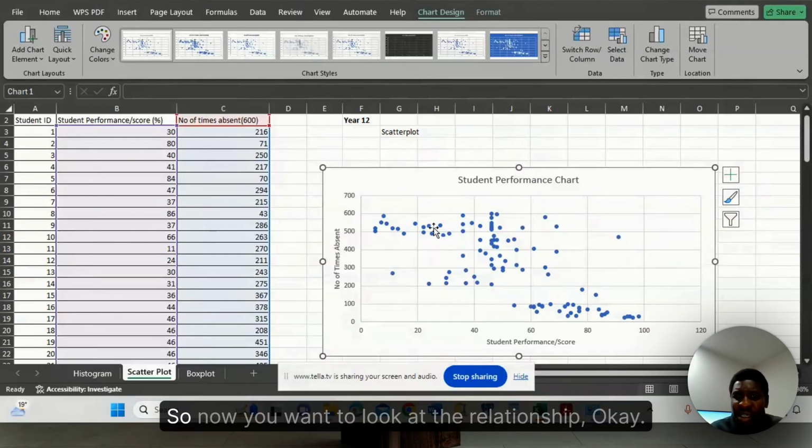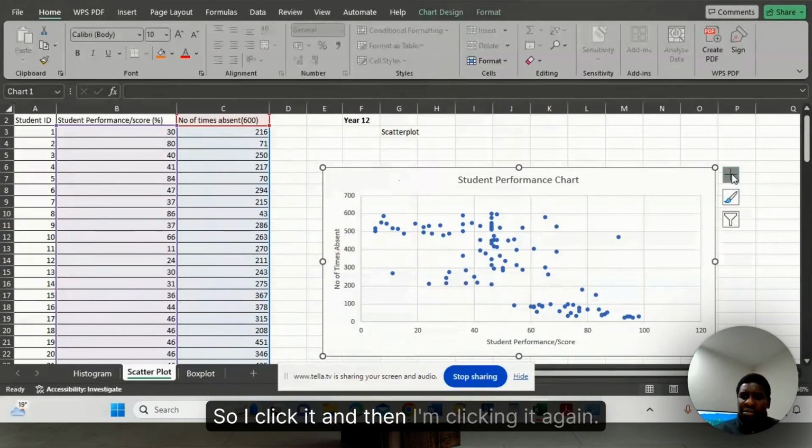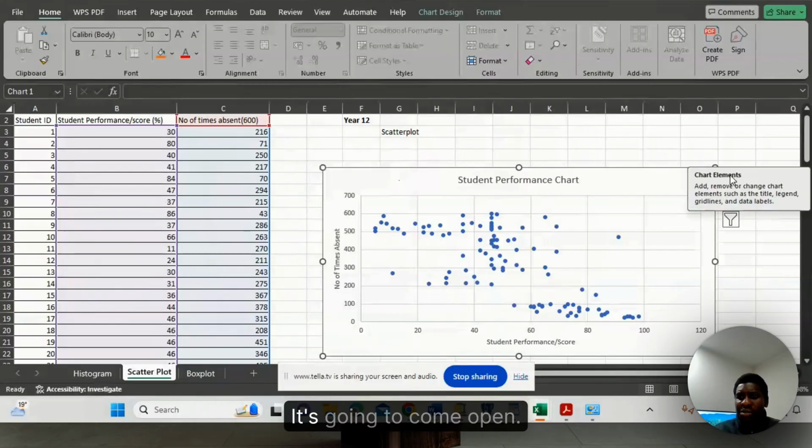Amazing. So now, if you want to look at the relationship, I click it and then click it again. So it's going to come open. All right.